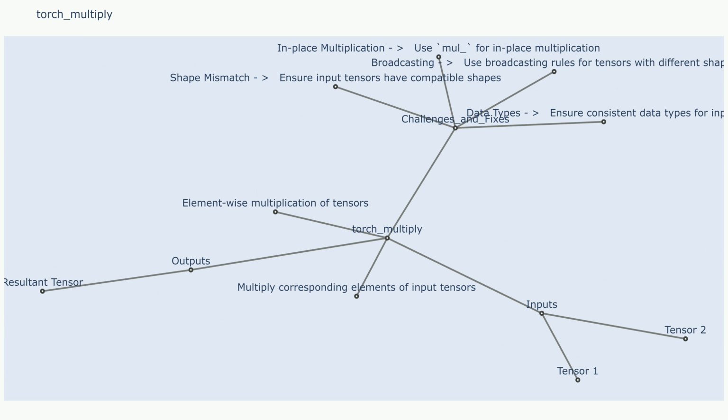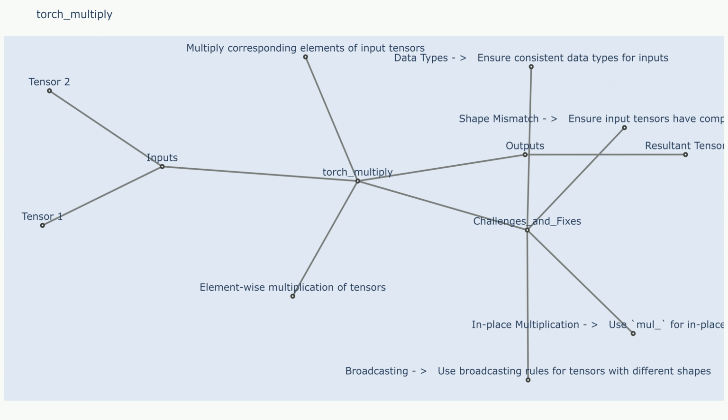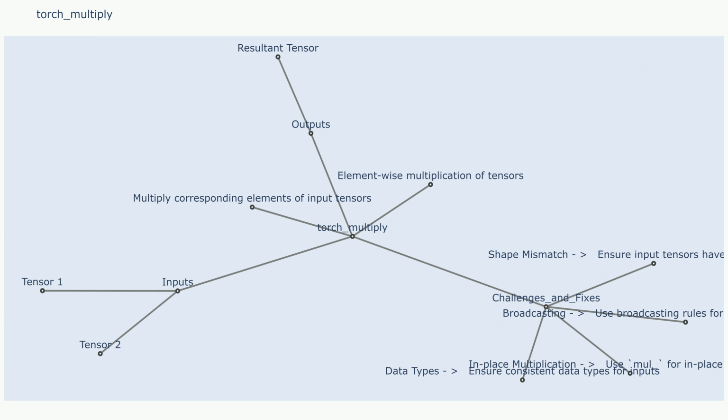Steps. Step 1: PyTorch checks the shapes of the input tensors. If the shapes are not compatible for element-wise multiplication, e.g., one tensor is a scalar and the other is a vector, it attempts to broadcast them. Broadcasting is a mechanism that expands smaller tensors to match the shape of the larger one, allowing element-wise operations even when the shapes differ.